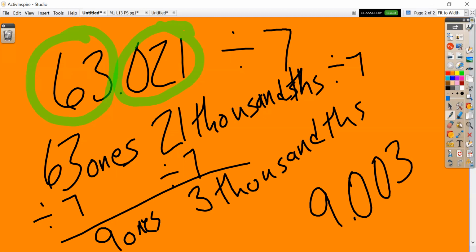Now, this is not going to work all the time. We're going to have remainders coming in the next couple lessons. So let's go on to the problem set, work on that together, and then we can do the exit ticket, and let's get ready for remainders in the next few lessons. All right, great job.